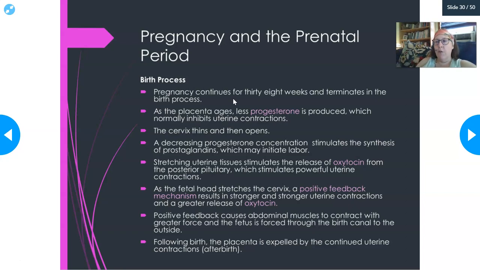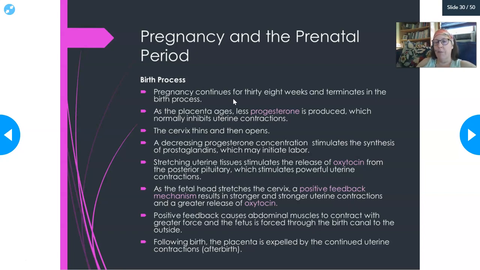A lot of times, a couple of weeks, 2-3 weeks before delivery, the cervix could be slightly open and slightly thin already. The decrease in progesterone concentration will stimulate the synthesis of different prostaglandins, which are thought to initiate labor. Then stretching the uterine tissues will stimulate the release of oxytocin from the posterior pituitary, which stimulates uterine contraction. Then the fetal head will stretch the cervix, and you have this positive feedback mechanism that will result in stronger and stronger uterine contractions and a greater release of oxytocin, which stimulates uterine contractions, and it just keeps going.